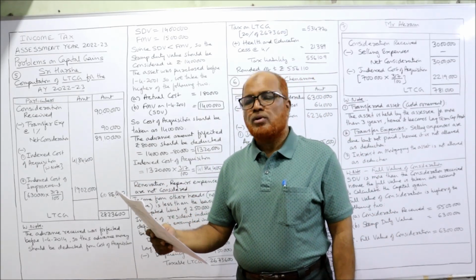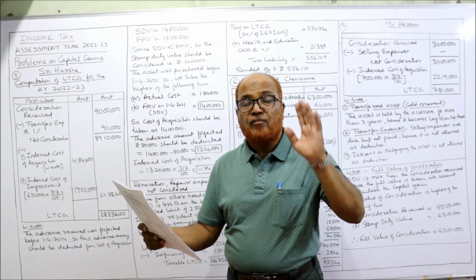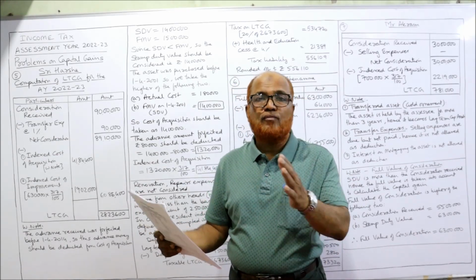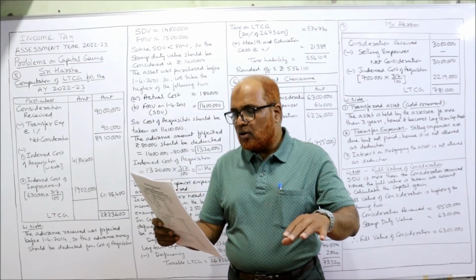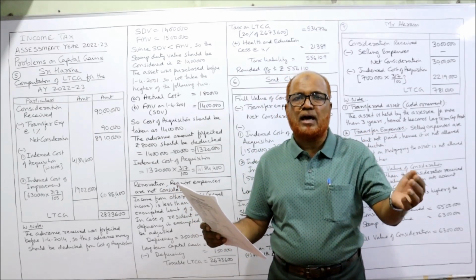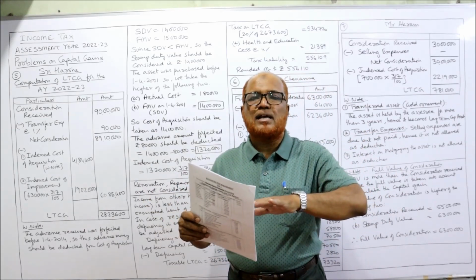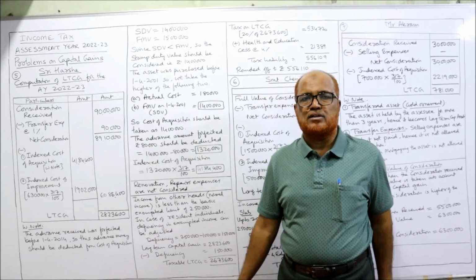So first of all, the house was purchased. That means the house was constructed 40 years back, before 1/4/2001, for rupees 1,80,000. Later on in 1995, he entered into an agreement to sell the property and received advance, but the sale consideration was not fulfilled, so the advance money was forfeited.